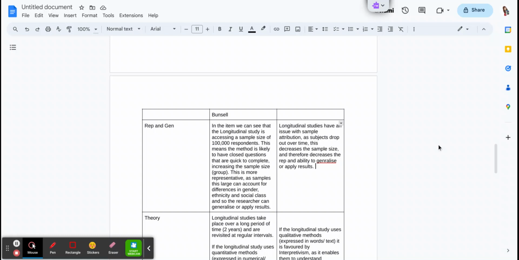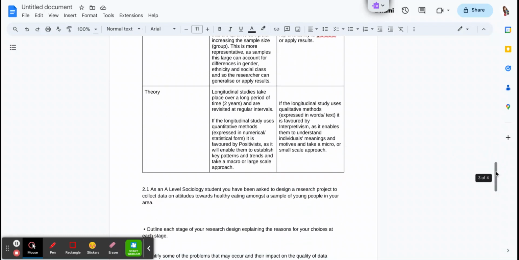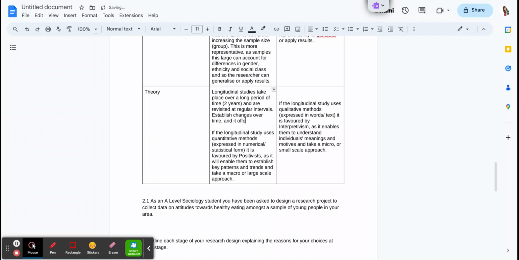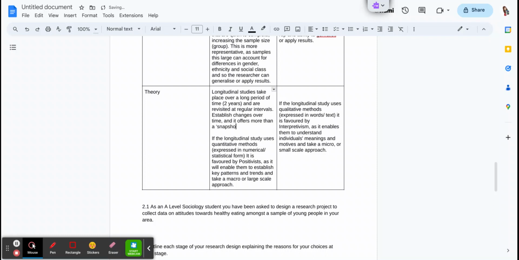Last thing I probably would just note is maybe back in theory, takes place over a long period of time, revisits at regular intervals, so we can establish changes over time. And it offers more than a snapshot. Just think it could have done with a little bit more there. So it also can establish changes over time and offers a little bit more than a snapshot.